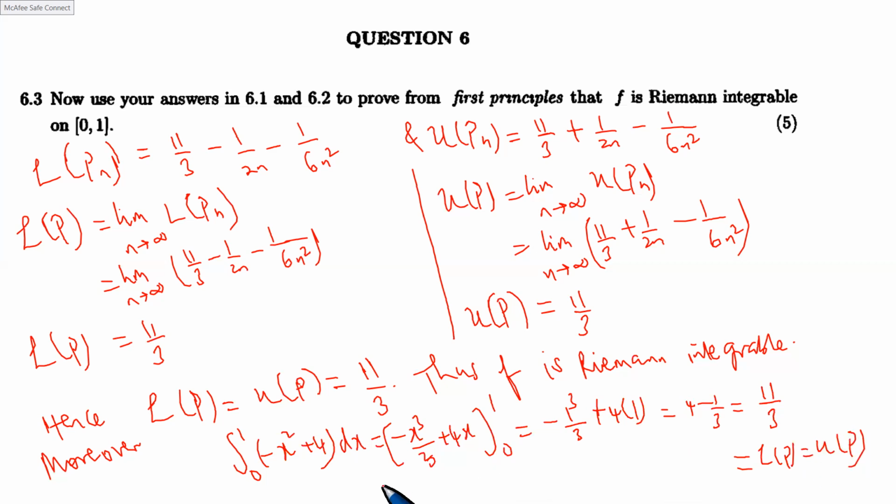So LP is equal to UP. Moreover, it means that the integral from 0 to 1 of f of x dx is equal to LP, which is UP, which is equal to 11 over 3. So the function is indeed Riemann integrable.